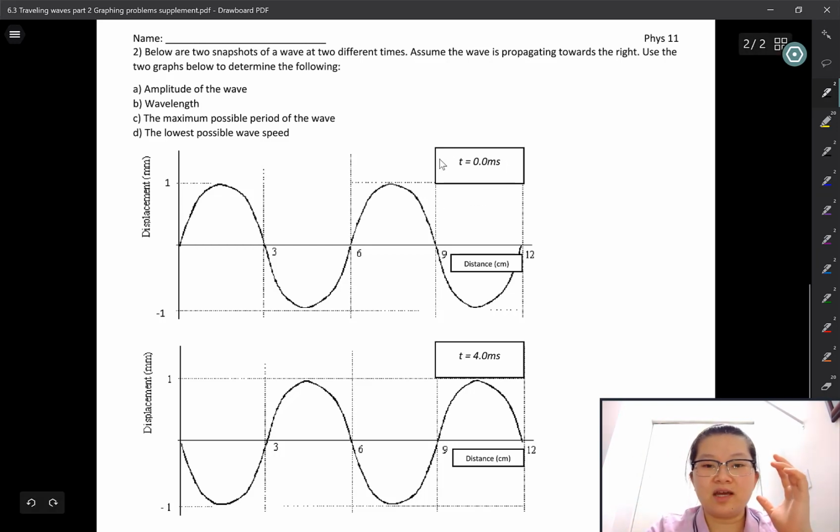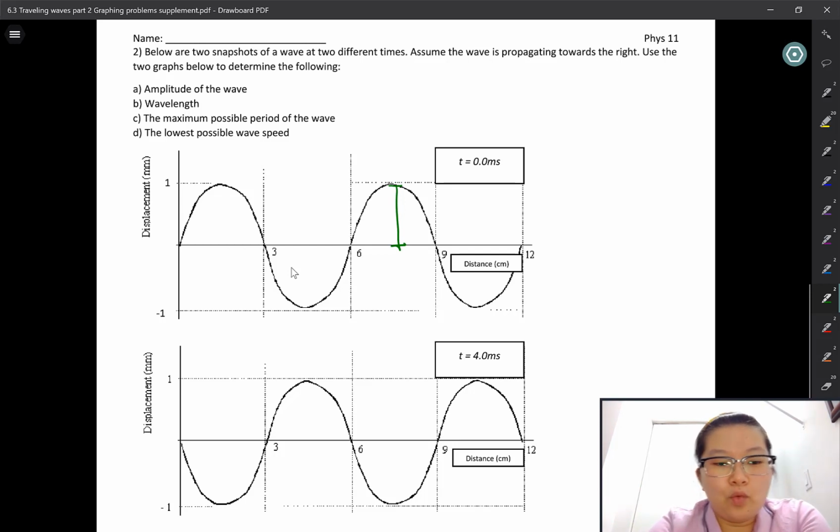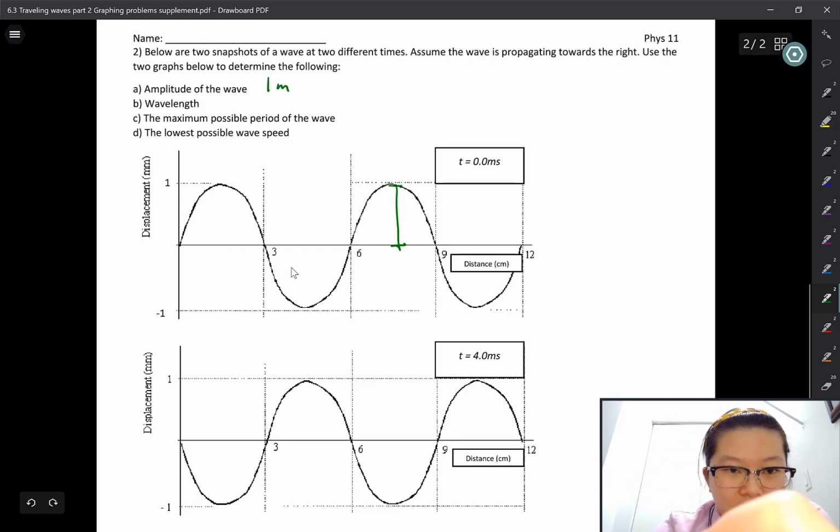The first one was taken at t equals 0 milliseconds. The second one was taken at 4 milliseconds. So 4 milliseconds afterwards, this is what the wave looks like. So let's take a look at these questions. First of all, what is the amplitude of the wave? If you take a look, it doesn't really matter which graph you use. Both of them are snapshots of the wave. Both will communicate your amplitude, which is just from the equilibrium position to the maximum displacement of 1 millimeter.